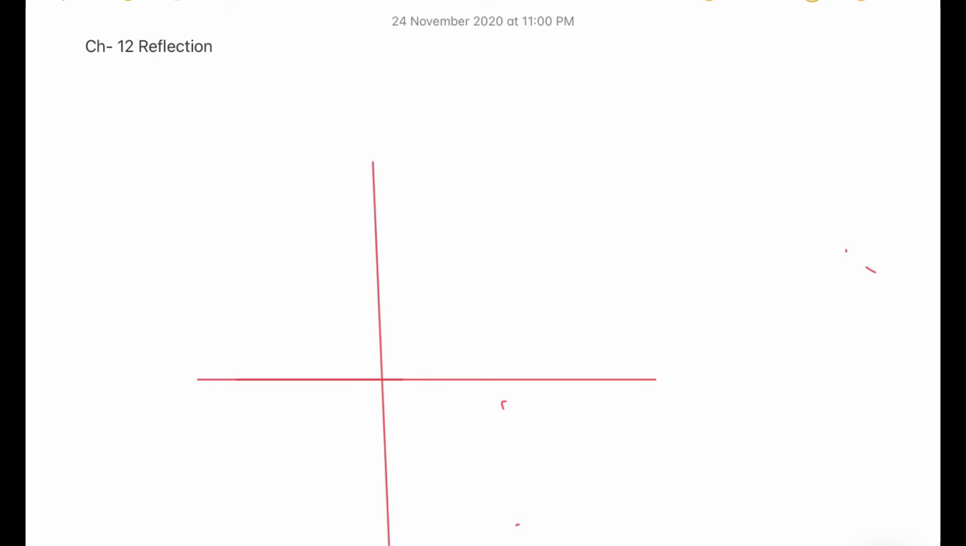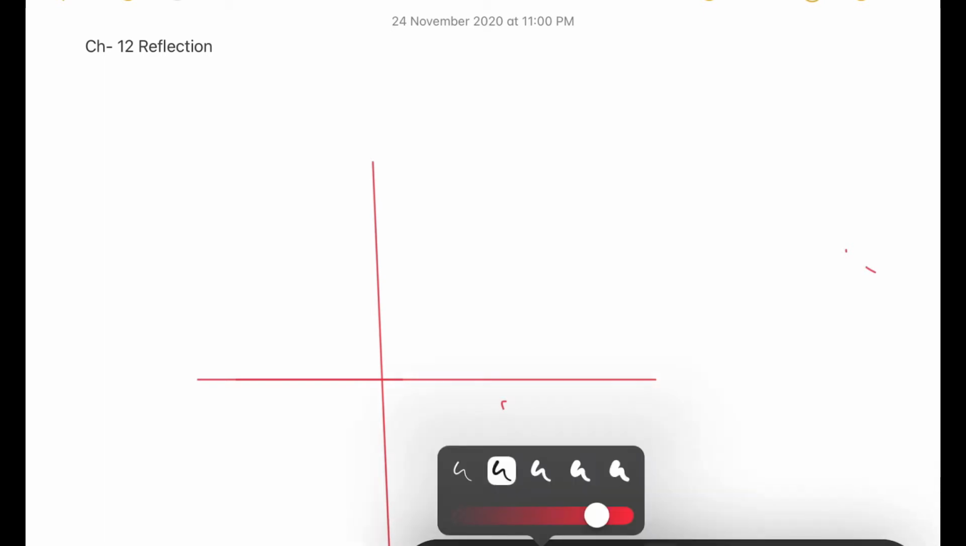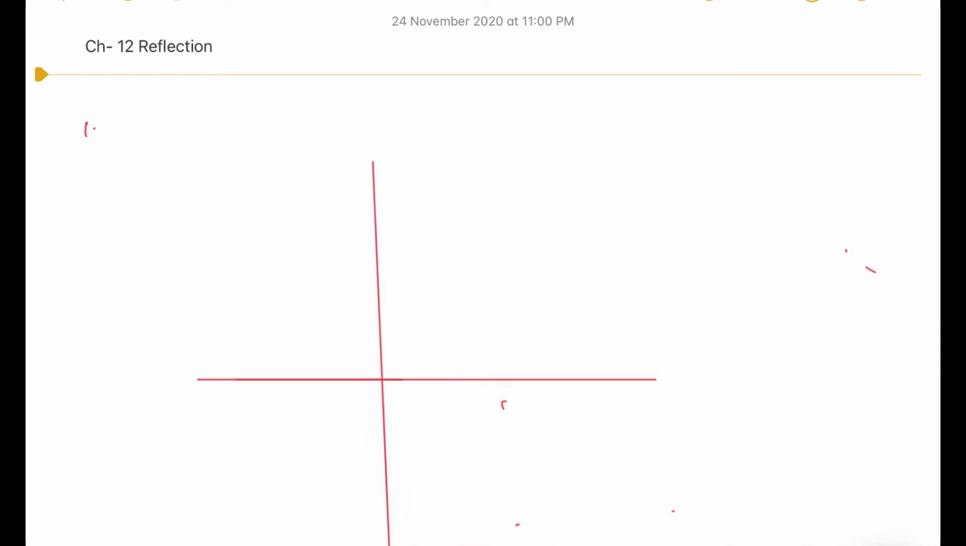12b. Coming to exercise 12b, the first question. Attempt the question on a graph paper. So consider it is a graph paper and let's solve it. Plot A(3, 2) and B(5, 4) on a graph paper. Take 2 centimeters equal to 1 unit. You need to do it on a graph paper.